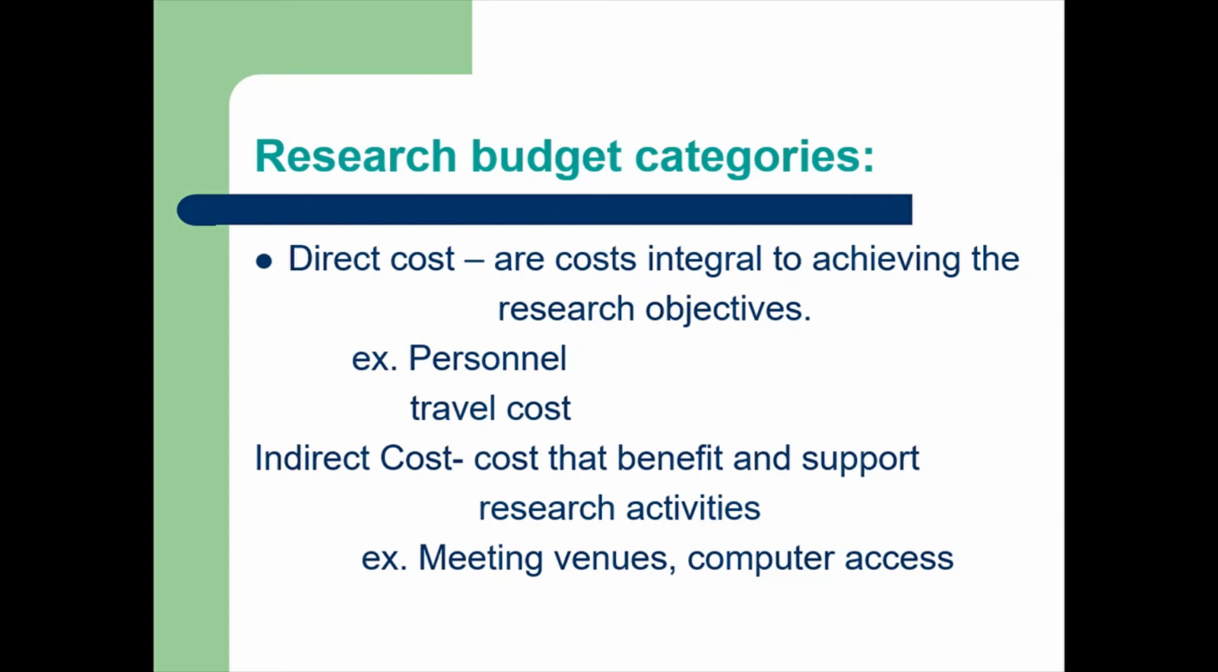The next is the indirect cost. These are the costs that benefit and support research activities, such as, for example, meeting venues and computer access. These are the expenditures incurred not directly attributed to research, but the research can't be done without them.